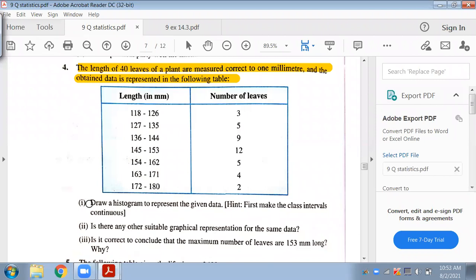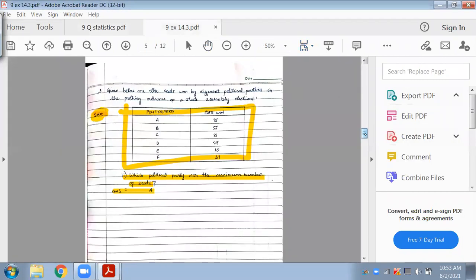Now, what you have to do is draw a histogram to represent the given data. Now, what is a histogram? We have seen bar graphs in the last two questions. A histogram is also made of bars, but in a histogram there will be no gapping. So how to draw?